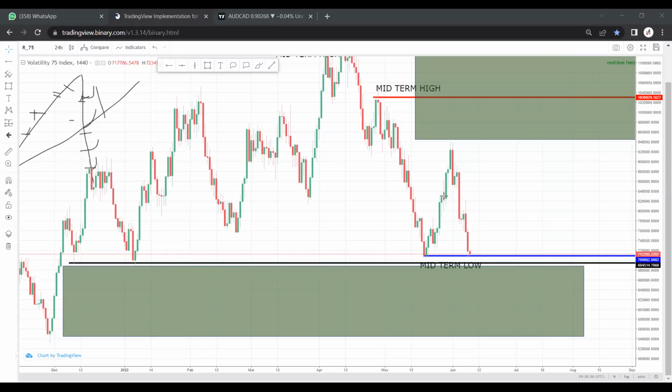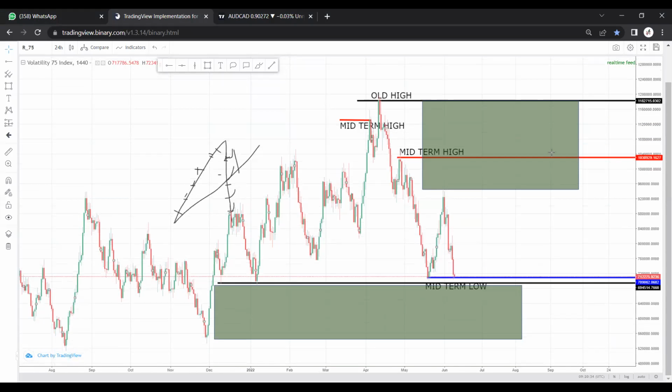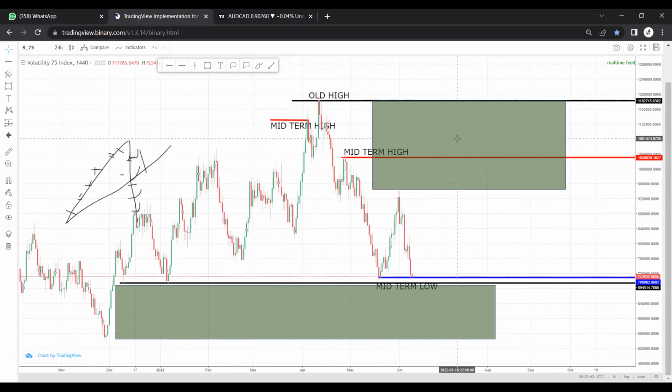So now, let me try to just go over it again. We spotted our ODI, midterm low, midterm high, midterm high. Then this zone is where the market is here to trade into. This zone too is here to trade into.